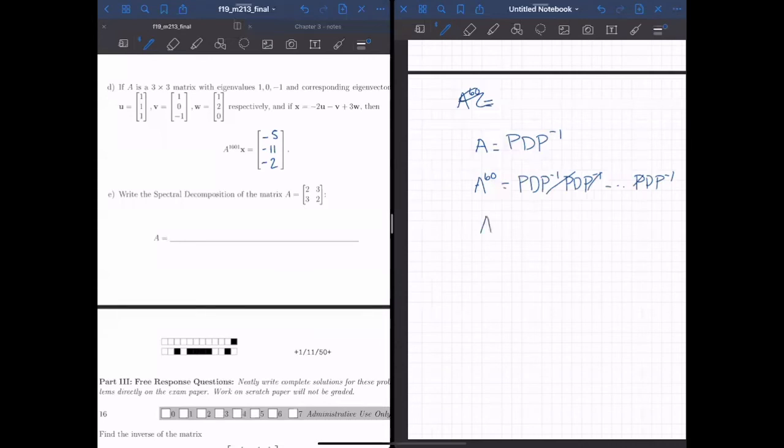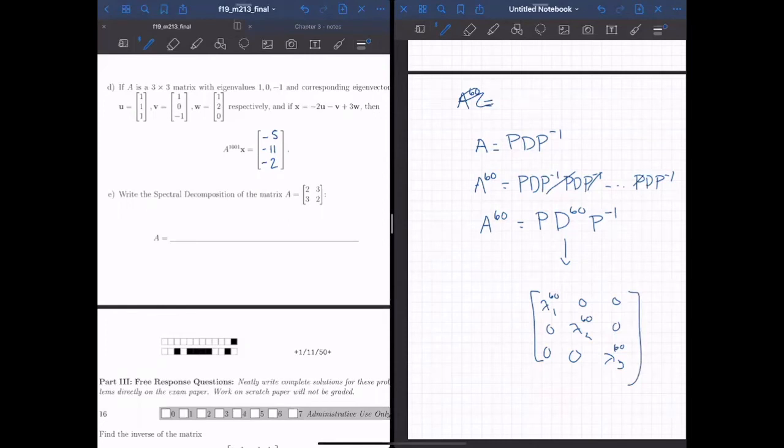So the only thing you're left with in the end is P times D to the power of 60 times P inverse. And so I think what you were asking, you can correct me if I'm wrong, is in that case what you would do is your D matrix, instead of just being lambda1, lambda2, lambda3, it would be lambda1 to the power of 60, lambda2 to the power of 60, and lambda3 to the power of 60. Was it you, Maddie, that asked that? Yeah, perfect. Thank you. Is that what you were asking?